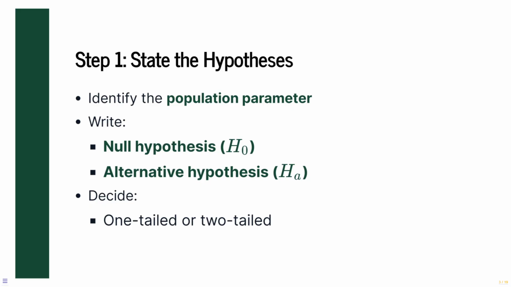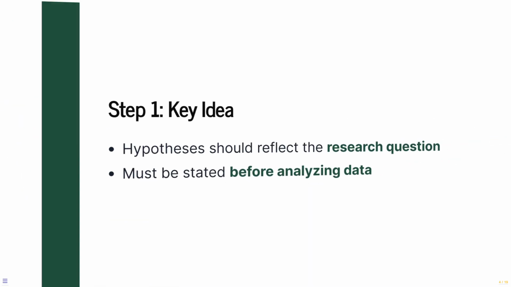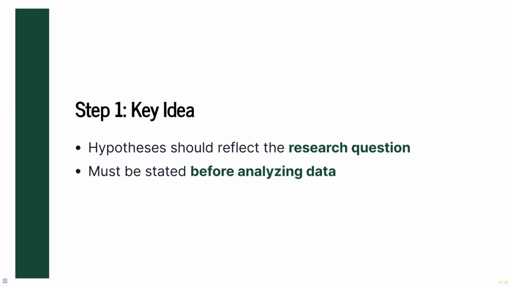The first step is to state the hypotheses. We begin by identifying the population parameter of interest and then writing both the null hypothesis and the alternative hypothesis. We also decide whether the alternative is one-sided or two-sided. A key idea in this step is that the hypotheses should clearly reflect the research question. They must also be written before we look at the data so that our conclusions are not influenced by bias.